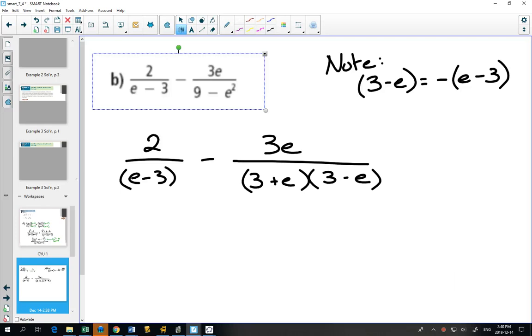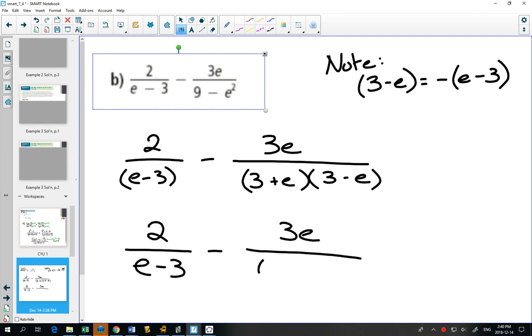And what's nice about that, so now I'm going to rewrite. Are you okay with 3 plus e being the same as e plus 3? Yes. Okay. And then I'm going to change the 3 minus e because I factored out a negative 1 to e minus 3. Okay? That's using the note.